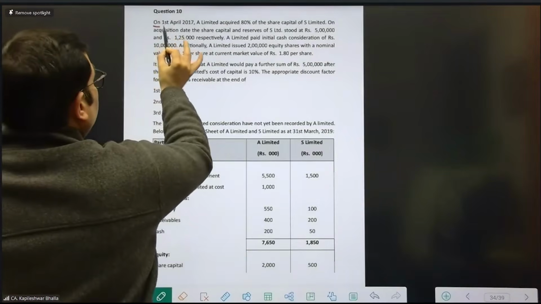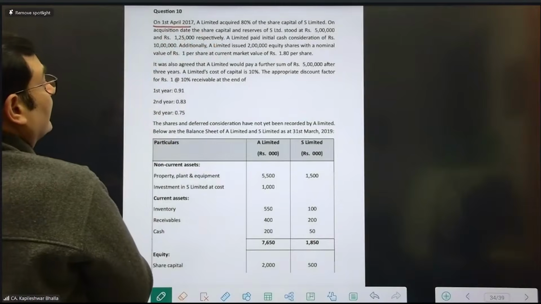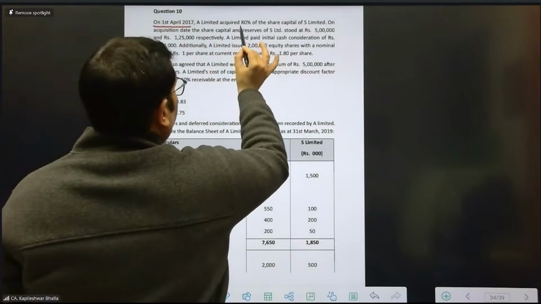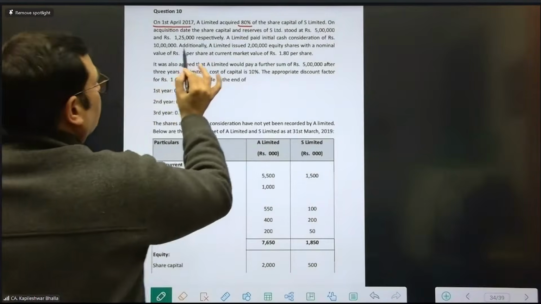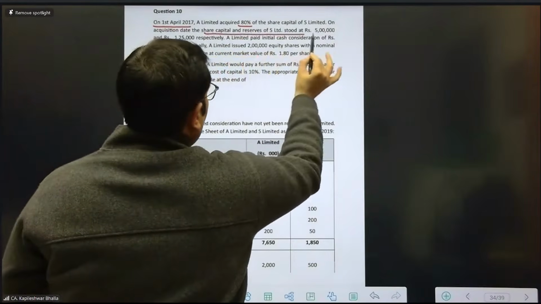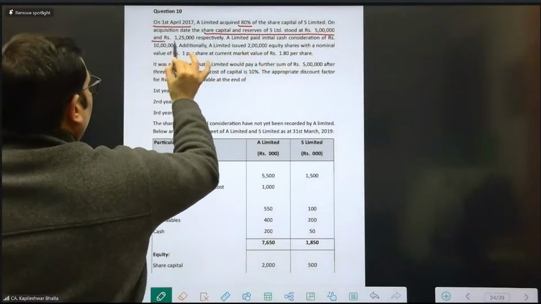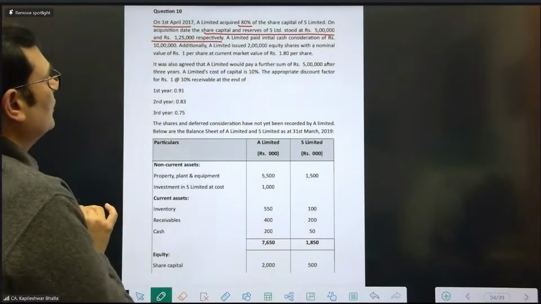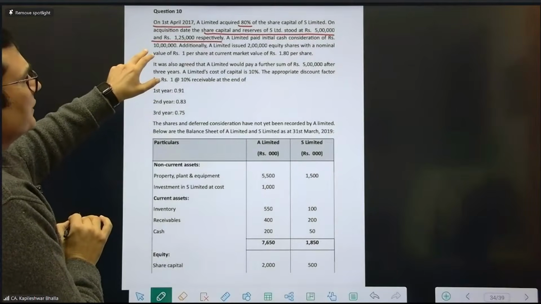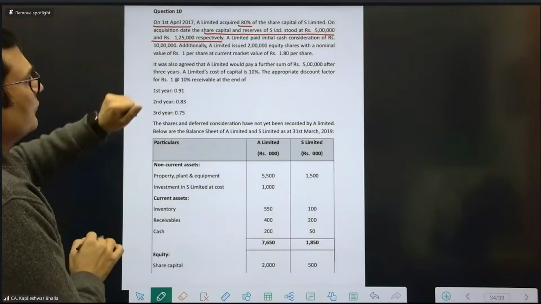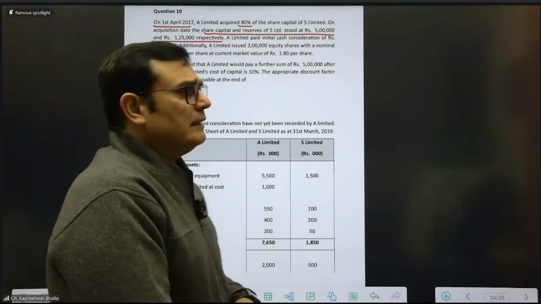It says on 1st April 17, A acquired 80% share capital of S. On the acquisition date, the share capital and the reserves are given as 5 lakh rupees and 125 respectively. Wow. If you notice, he's telling you the share capital and reserve on the date of acquisition. This is going to give me the net assets on acquisition date. So does this mean that I can avoid doing an analysis of other equity?